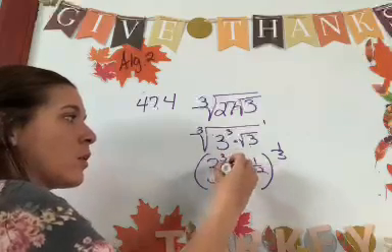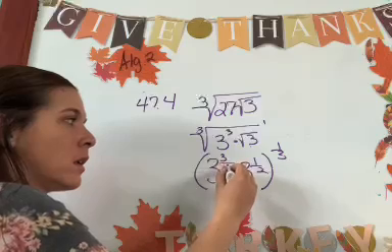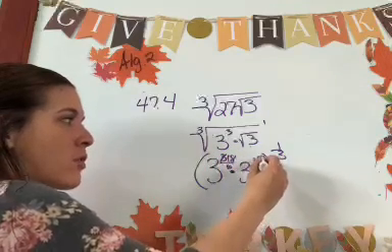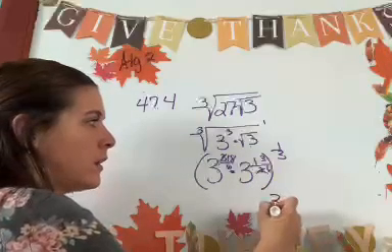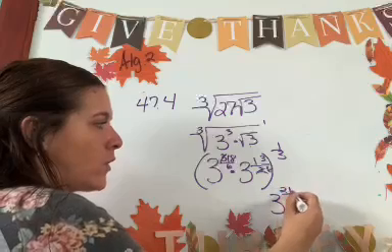So 3 with a common denominator with 2 is going to be 6. 6 times 3 is 18. This is going to be 6, and that's 3, right? So then I'm going to add those together. It's going to be 3 to the 21 over 6.